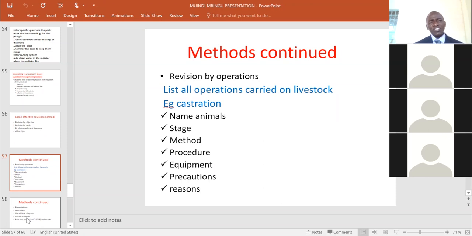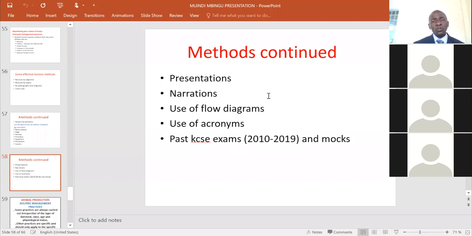carried out, the stage of growth at which the operation is done on the animal, the method or the equipment that are used to carry out the operation, the procedure, of course, the equipment, precautions, if any, and reasons why that operation is done. If you do that, you would have revised the paper 2 almost sufficiently. Then presentations, I've talked about this. Narrations become useful, especially when you're out of class.